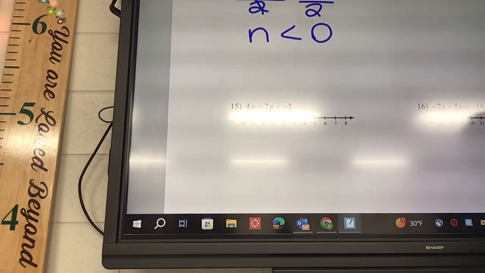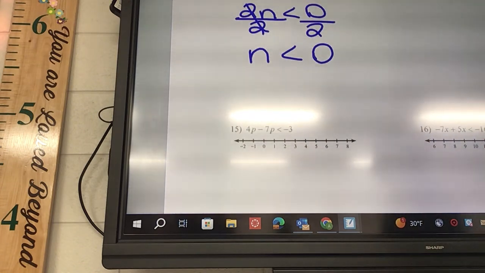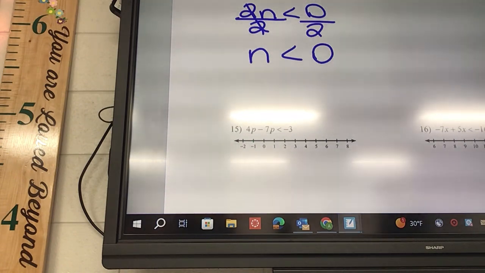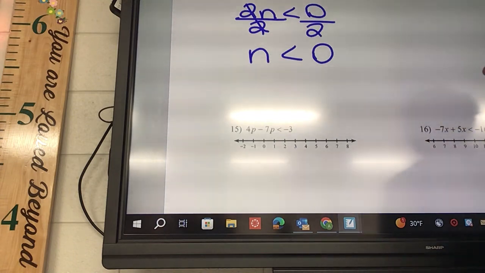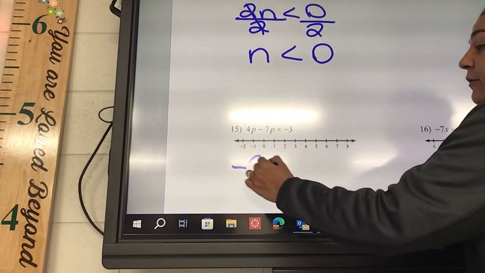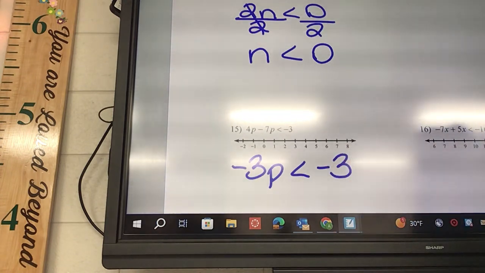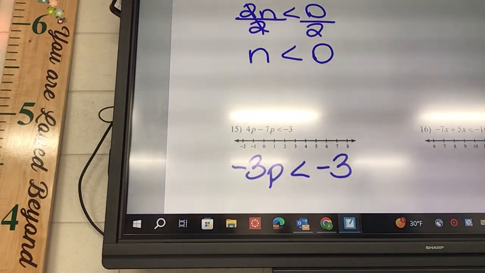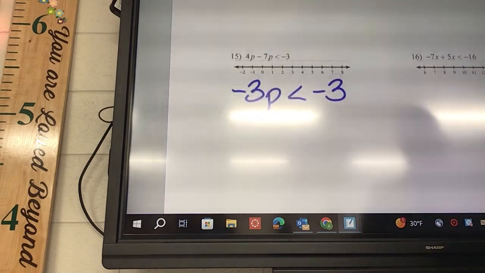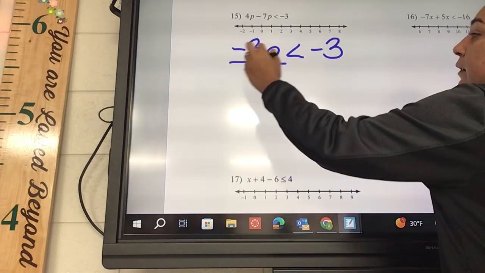Okay, 15. What's the 4's last name? P. What about the 7? It's also P, so they can get put together. So what is 4 minus 7? Negative 3p. Okay, and then what needs done? Divide. Do we need to flip? Yes, we do, because that 3 is negative, so right here is negative.